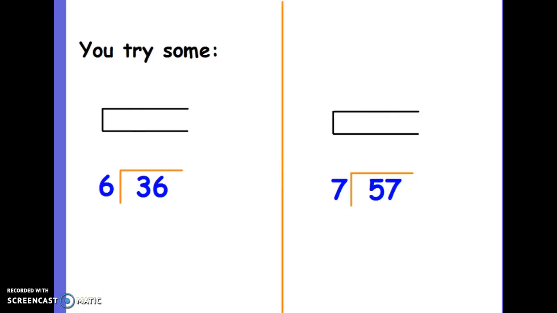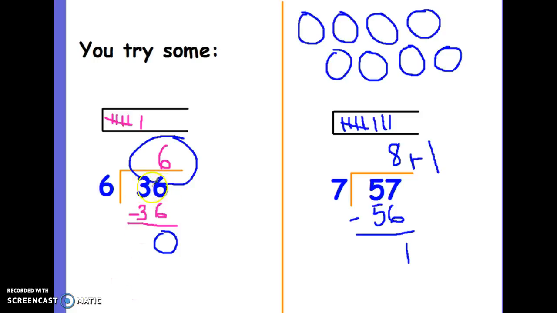Good luck! My answer to 36 divided by 6 is 6 without a remainder, because when I tally up, 6 can go into 36 6 times, and that gets me a total of 36, because skip counting by 6 gets me to 36, and when I subtract that from the dividend of 36, I'm left with nothing.